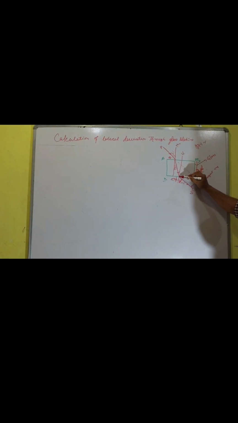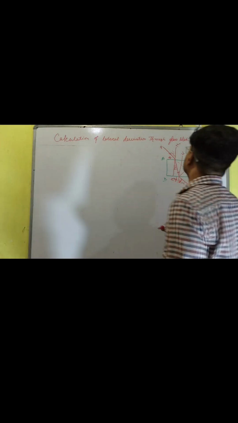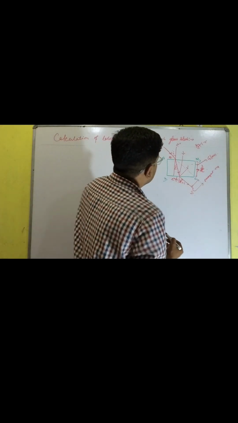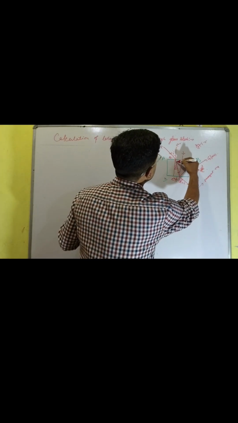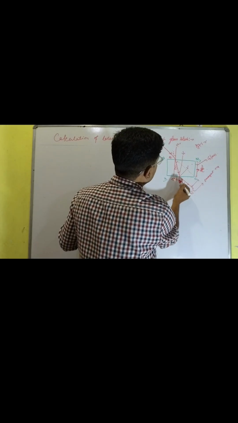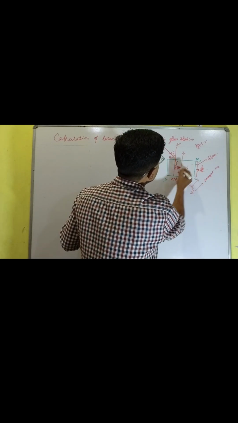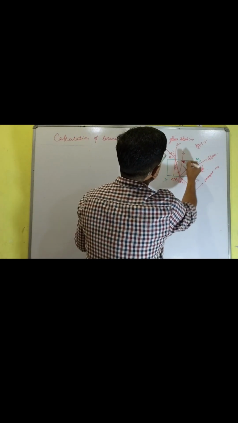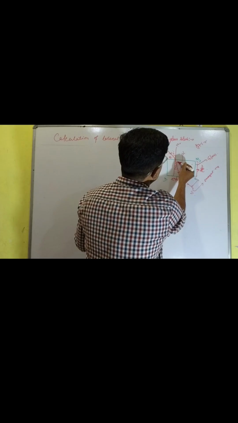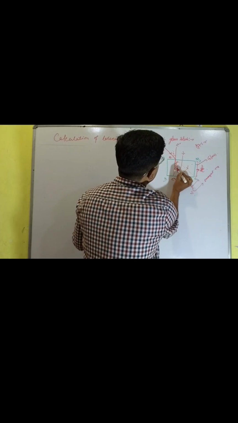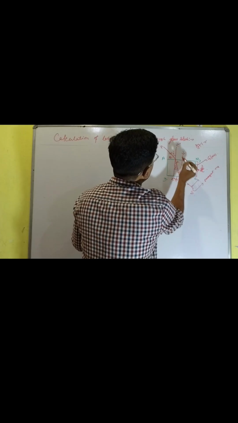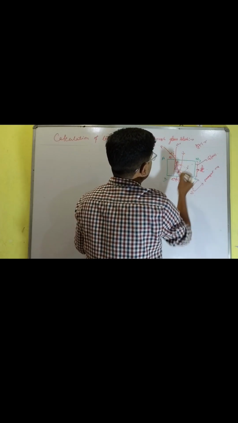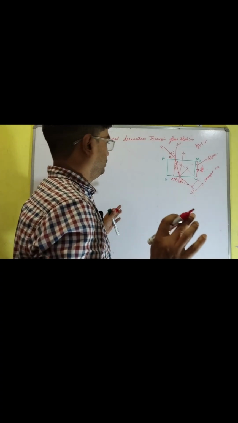For that, I will draw a normal from point M dash to this ray. It is V. Now for that purpose, I will have to calculate this angle also. What is the value of angle M dash QV? Vertically opposite angles are equal, so angle I is equal to this angle. Now I will only have to subtract r from i, that is i minus r. This is all about the geometry.